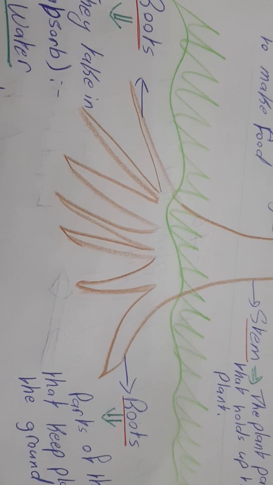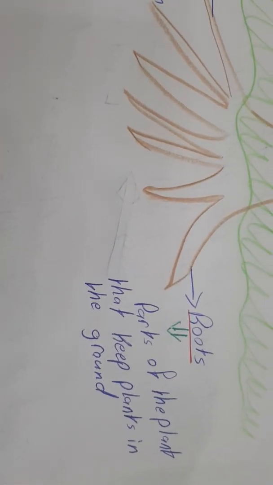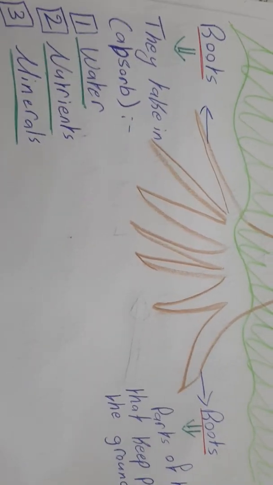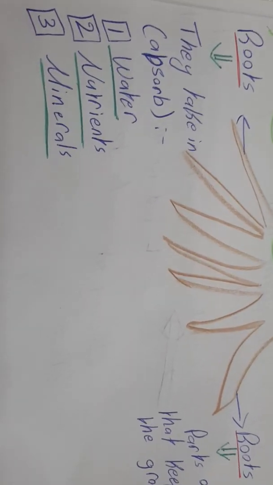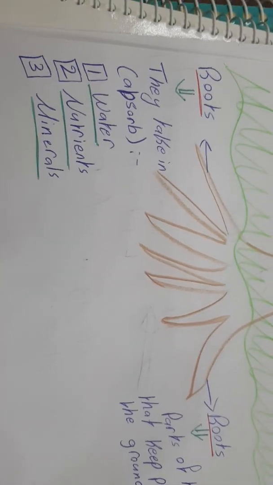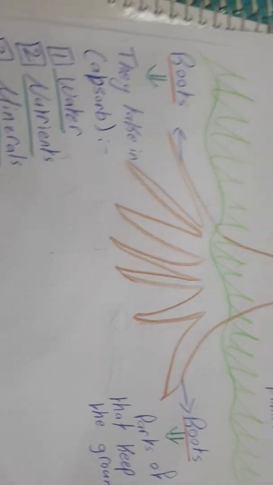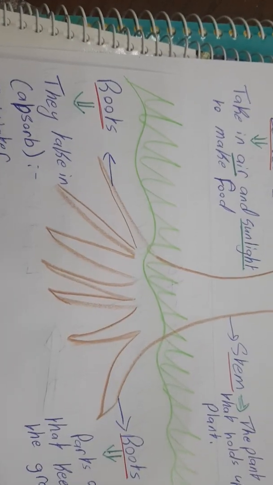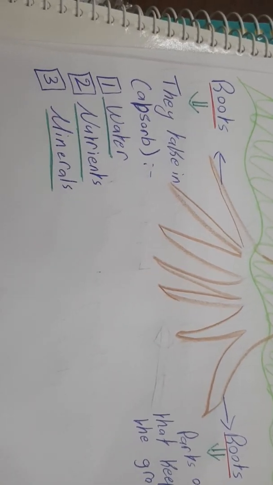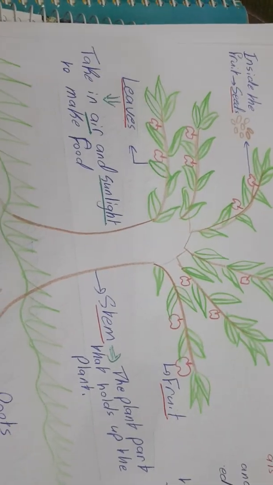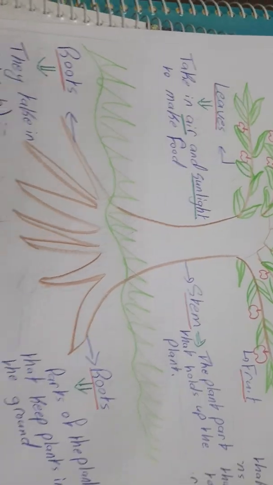Now, down in the ground we have roots. Roots are parts of the plant that keep plants in the ground. So it helps the plant to be stuck in the ground. It also takes in, or absorbs, water, nutrients, and minerals. So from this picture, we can notice that the plant's needs are air, sunlight, water, nutrients, and minerals. Okay, but the plant parts are seeds, fruit, leaves, stem, and roots.